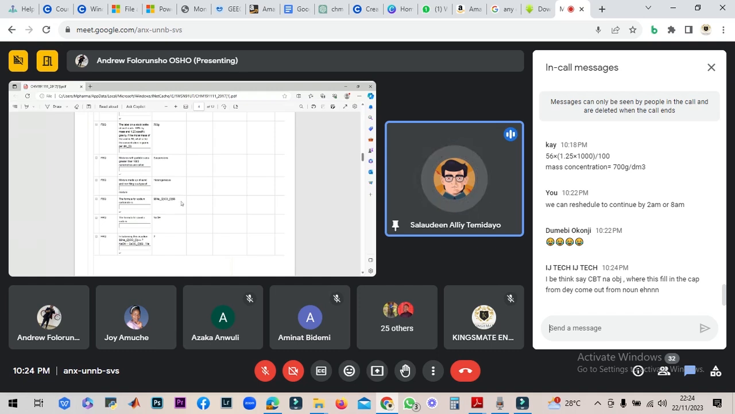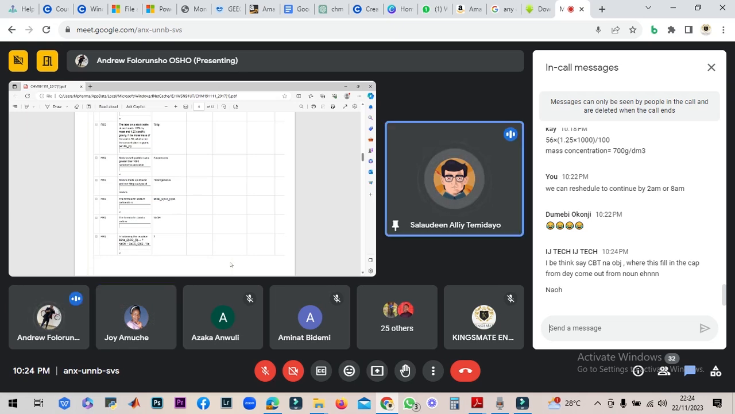So the formula for sodium carbonate is what? Cover your answers, this thing will not help. The formula for sodium carbonate is Na2CO3.